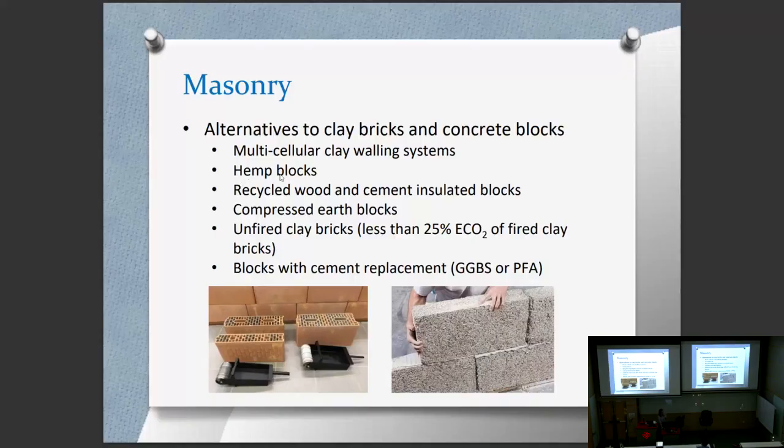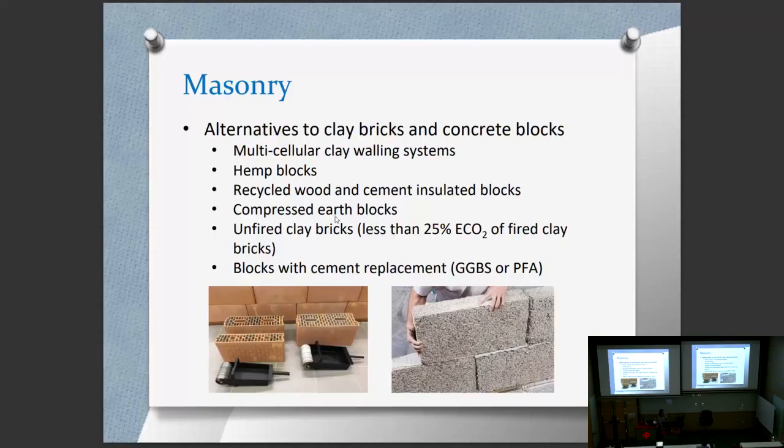And the next one is hemp block, like here. Hemp blocks use the fiber from the hemp plant, and they are biodegradable. And hemp can grow very quickly, so it is sustainable, fast growing, and it can also provide very good thermal insulation and acoustic insulation.